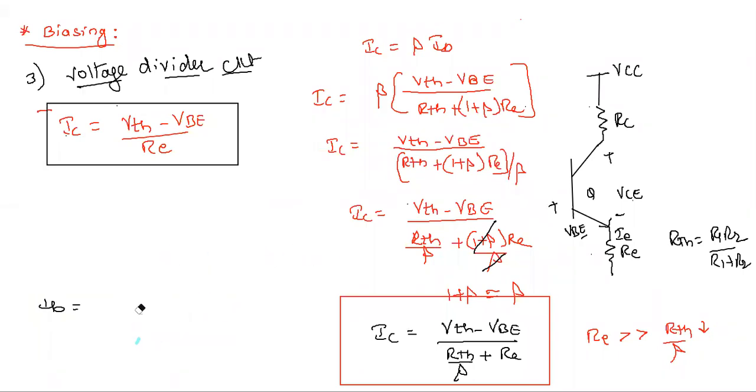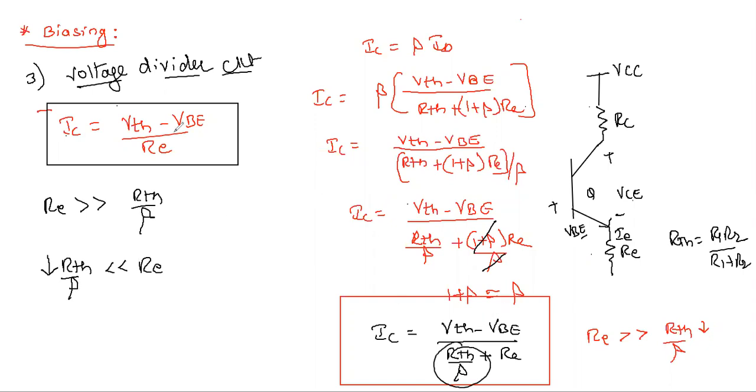So here the current is independent of beta, but here we assumed a condition: RE is much greater than RTH by beta, or RTH by beta is less than RE. This is possible when we assume the value of RTH is very less. If we make RTH very less, obviously this term can be eliminated, so it is made independent of beta. Okay, then how to make RTH less than RE?